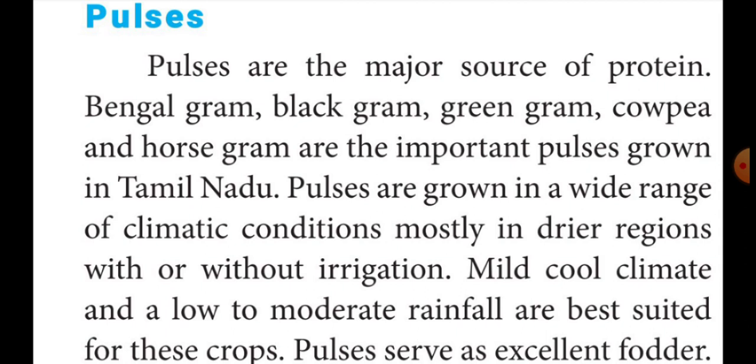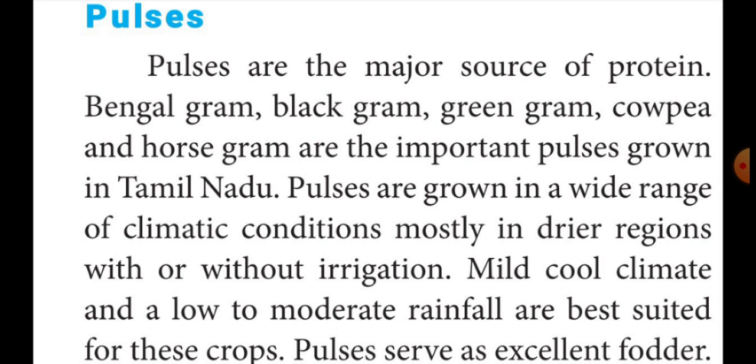Listen very carefully, students. The important pulses are Bengal gram. Bengal gram, we say Kondai Kadalai. Then black gram means Ulundu. Then green gram means Pachai Payir. Then cowpea, that means the varieties of some payir varieties. Then horse gram means kollu. These are the important pulses and crops grown in Tamil Nadu.